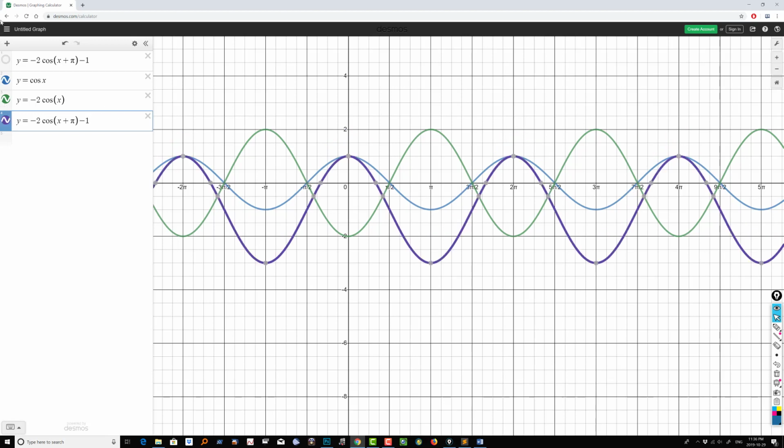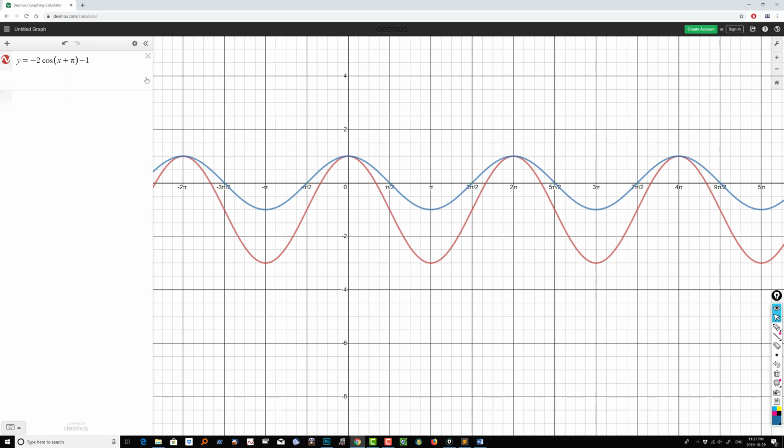So here's the end result. If we show the original graph, which is red, if we hide the purple one, you can see that was the goal. We transformed it step by step to get this graph here. And the goal is to sketch this over 2 cycles. So let's just sketch this over 2 cycles.